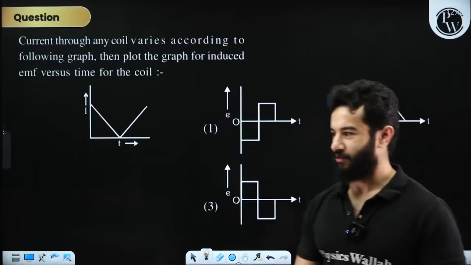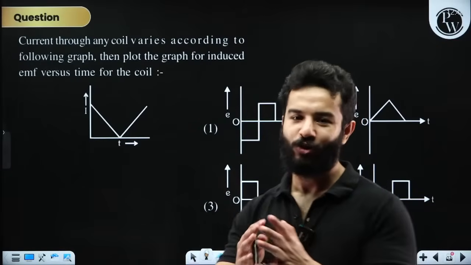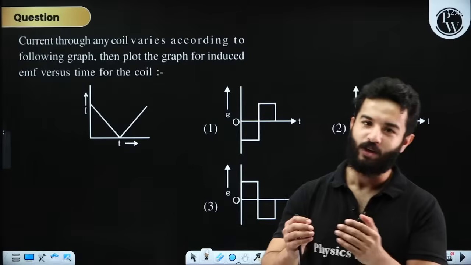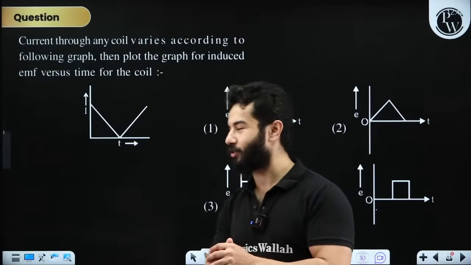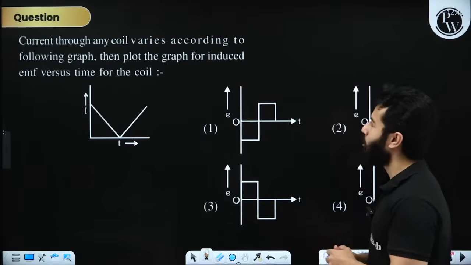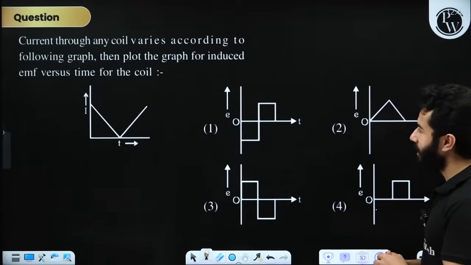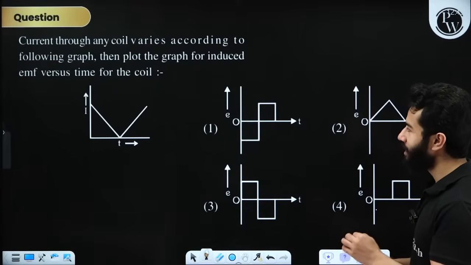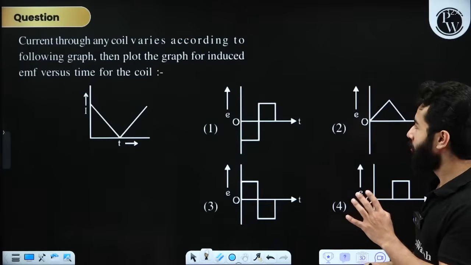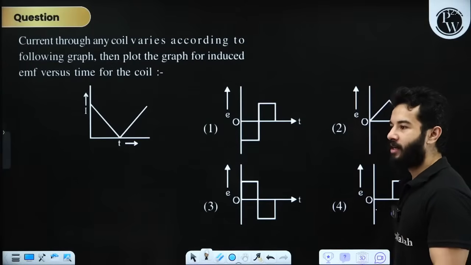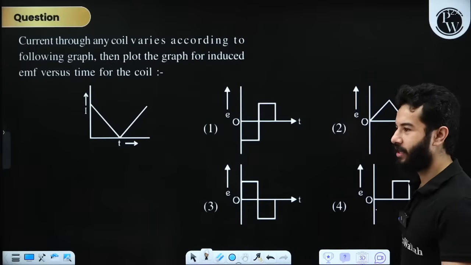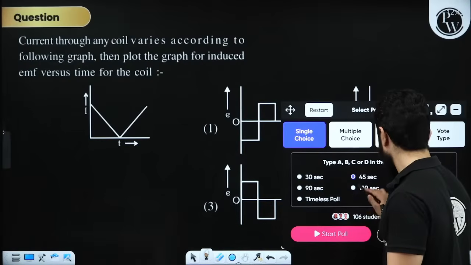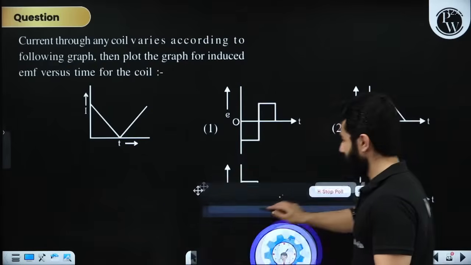Let's see another graph question. Okay, we have got a mix of problems. So we have got difficult questions as well as some easy questions also. Current through any coil varies according to the following graph. Then plot the graph for induced EMF versus time for the coil. All right. Thank you, Shankar. Thank you so much. Starting for 60 seconds.